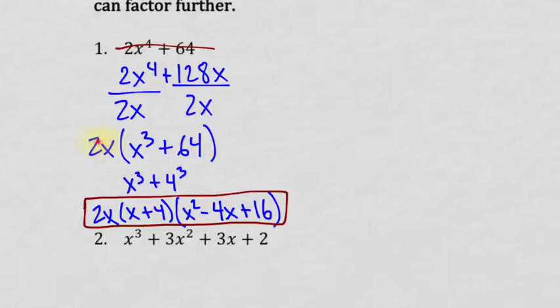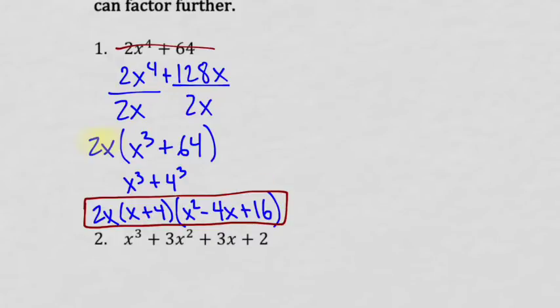Notice that I highlighted the 2x again because I didn't want to mess with it. I just want to make sure I remember to write it there at the end. Just focus on this. This is a perfect cube, and this is a perfect cube. 64 is 4 cubed, so I wrote them both as perfect cubes. X cubed plus 4 cubed. Get rid of the cubes, and it's just x plus 4. That's where that came from.